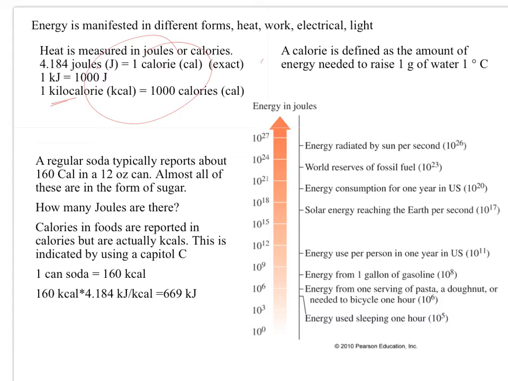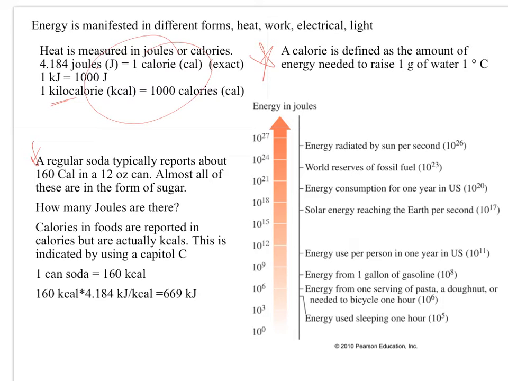A calorie and a joule, you can see the equality there. And then what is the definition of a calorie? Well, it's defined as the amount of energy needed to raise 1 gram of water 1 degree Celsius. Who knew, huh? When I think of calories, I think about how many calories are in that Snickers bar. Okay, let's take a look at the example down here. A regular soda typically reports about 160 calories in a 12-ounce can. Almost all of these are in the form of sugar. How many joules is that equal to?